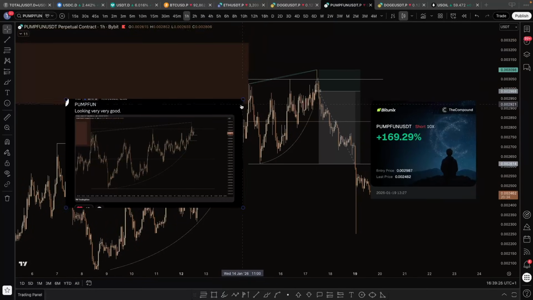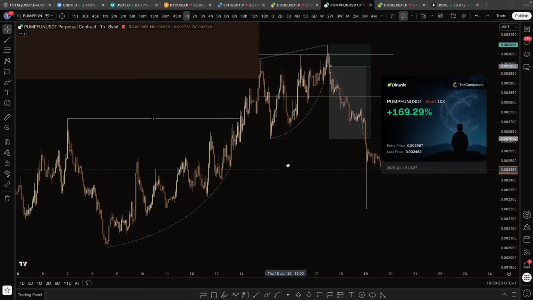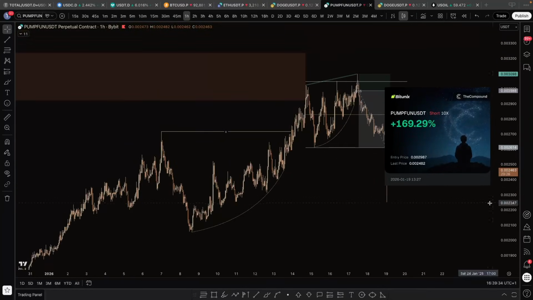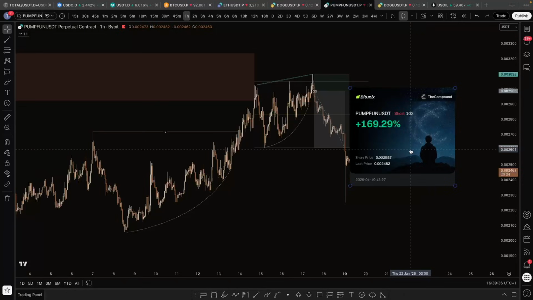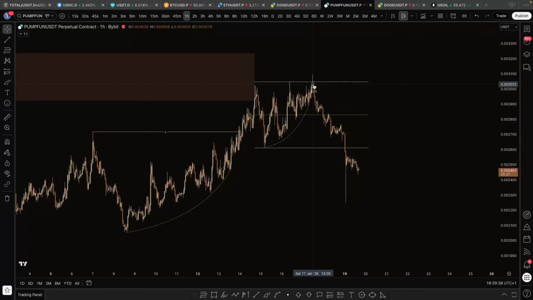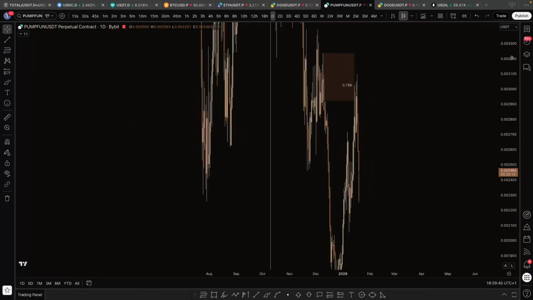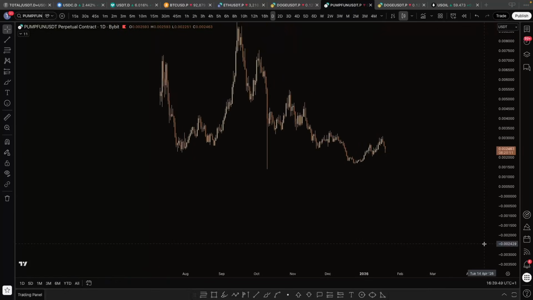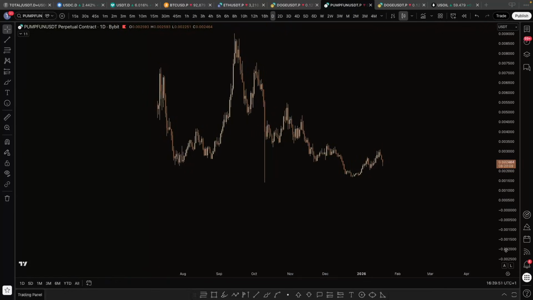Pumpfun looking very good, and with a break of structure right there, which is obviously the entry if you watch my videos a lot. So the entry process was pretty easy, but I'm gonna explain the whole trade. I'm gonna delete everything and go over the context first, because that is maybe the most important thing. So let's see, what is Pumpfun doing here?